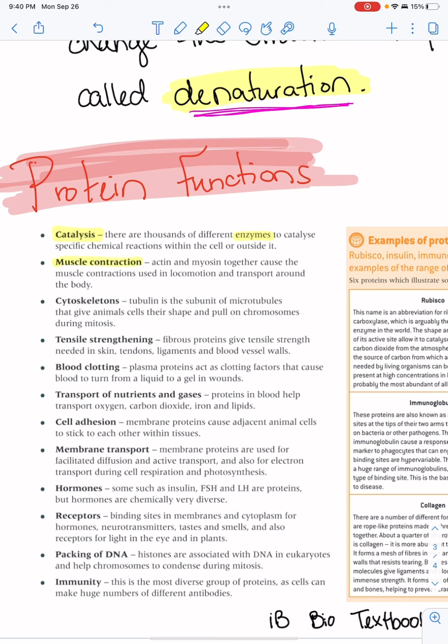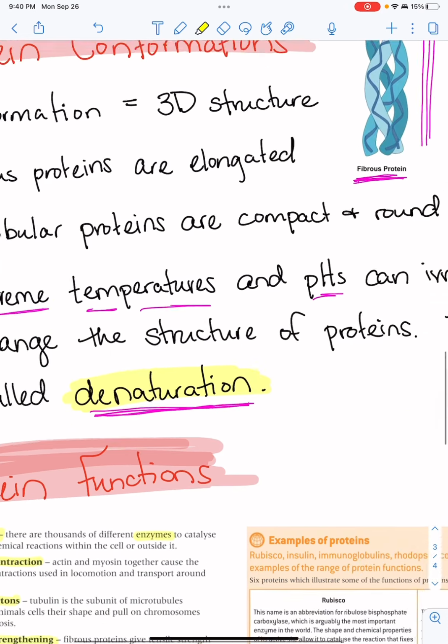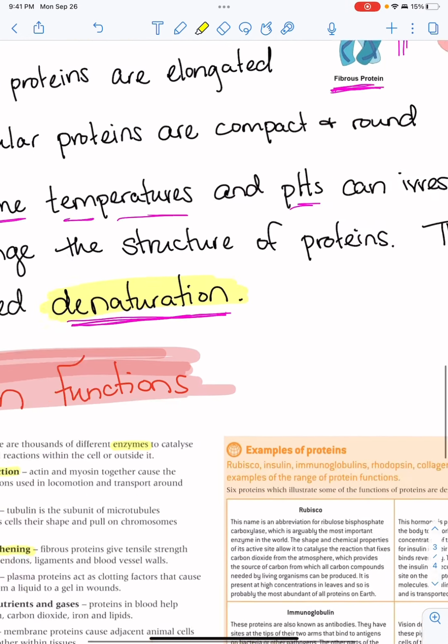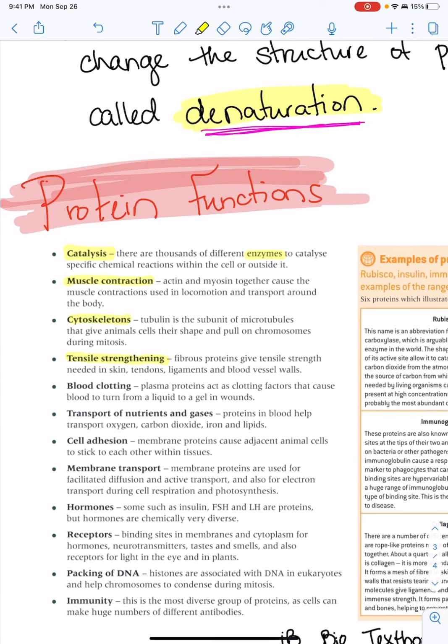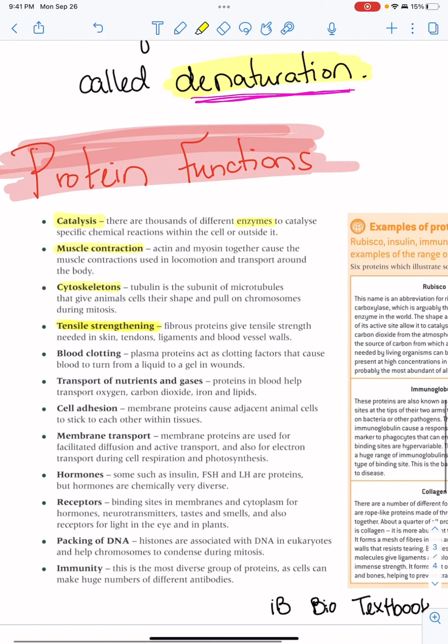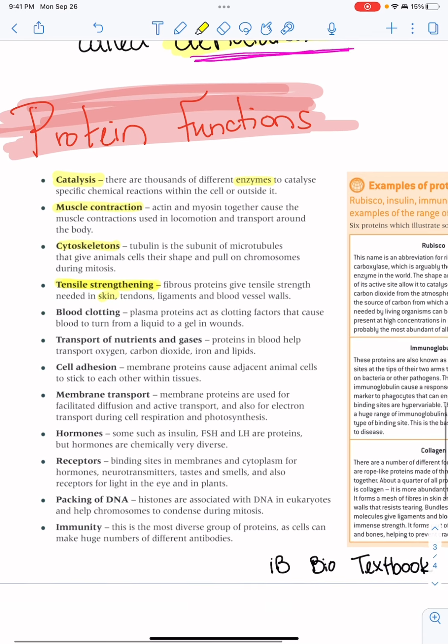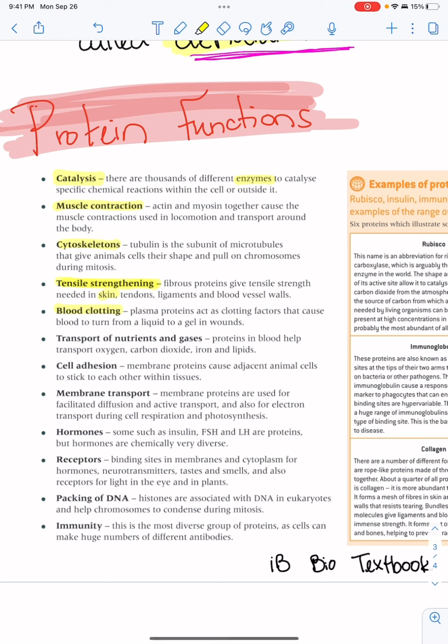We have muscle contraction, cytoskeletons, tensile strengthening. We'll talk about this with collagen, and I talked about it with the fibrous proteins. A lot of fibrous proteins are used for tensile strengthening, so it gives strength to skin, tendons, ligaments, etc. Blood clotting. Without clotting factors, which are proteins, you would just keep bleeding forever.